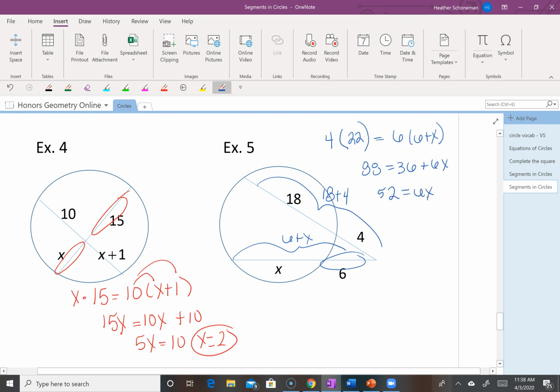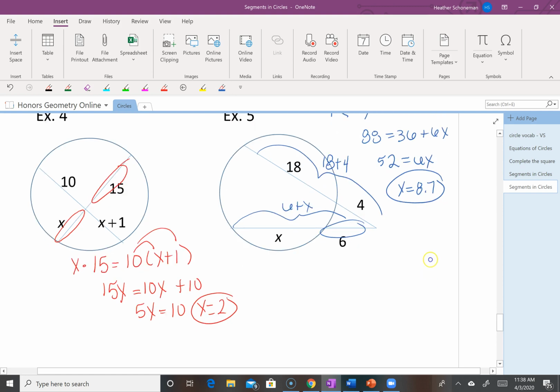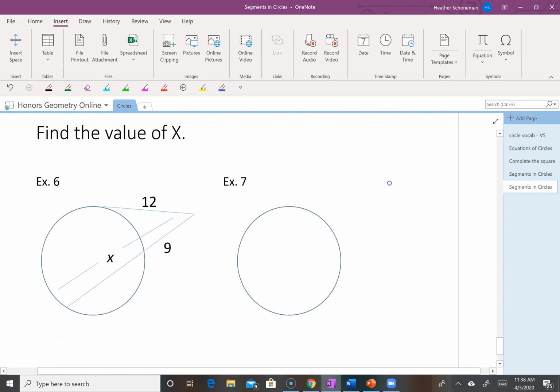Divide by 6, and we're going to round to the nearest tenth on all of these problems. So x is going to be, oops, my pen starts writing, would be 8.7. All right, 2 more for you.